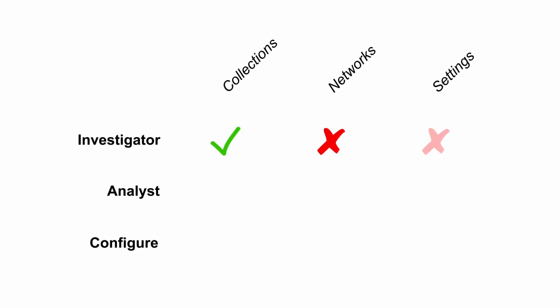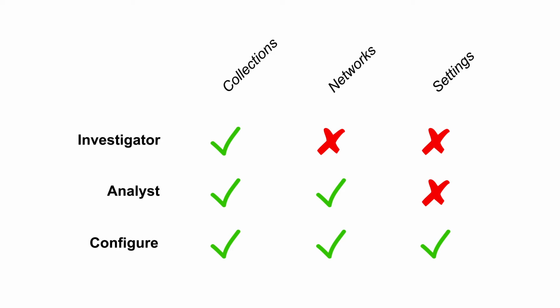First, an investigator can access and modify documents within a project. However, they cannot access the network of the project or change any project setting. Second, an analyst can access the network of a project along with all of the documents, but cannot change the settings in a project. Third, a user with configure access can do all three: access and modify documents, networks, and settings for the project.